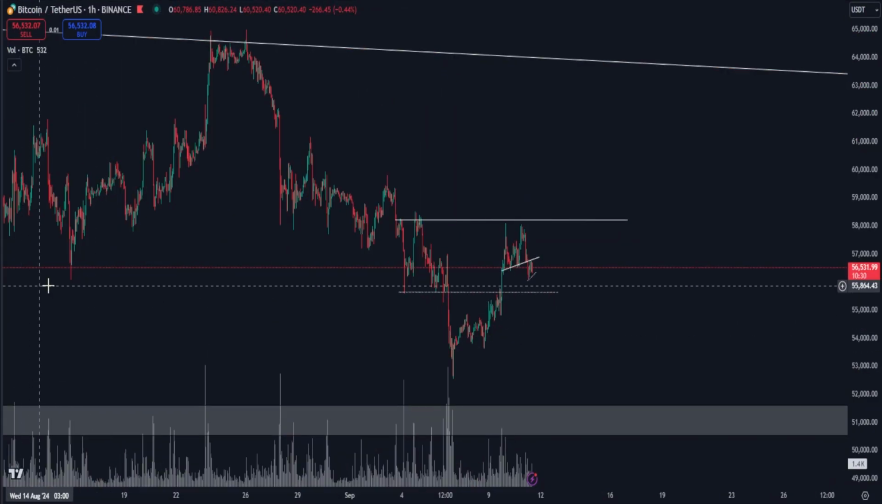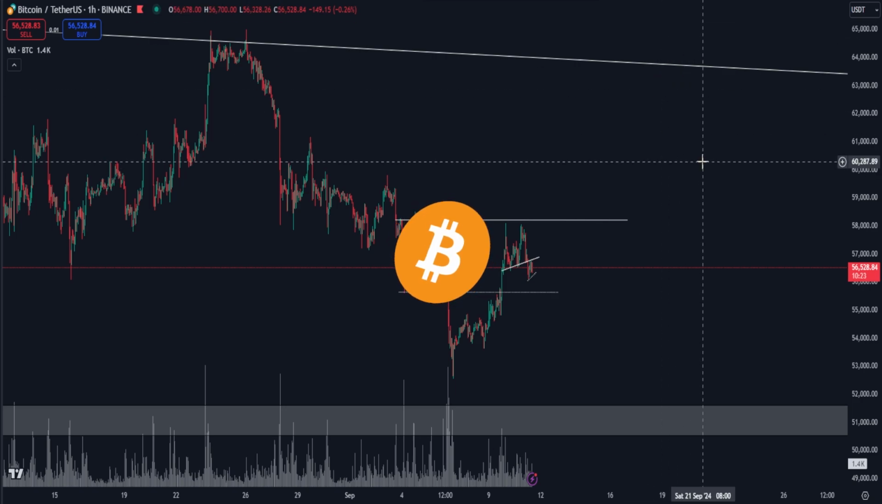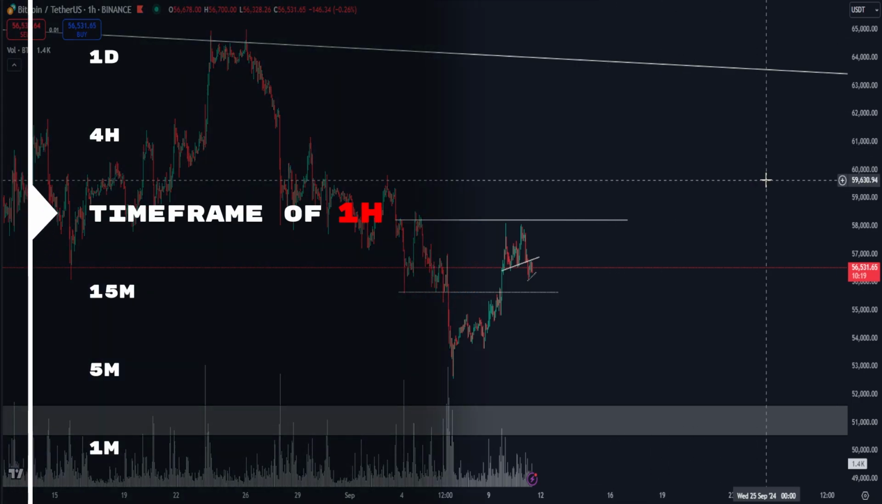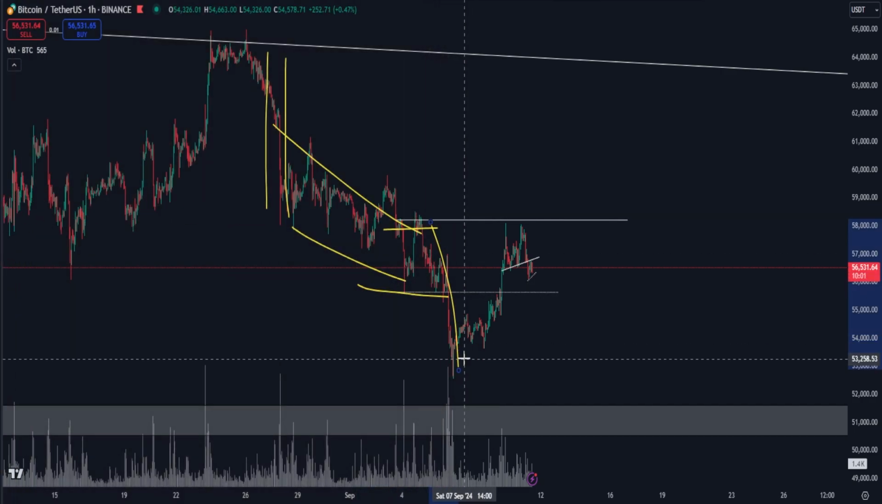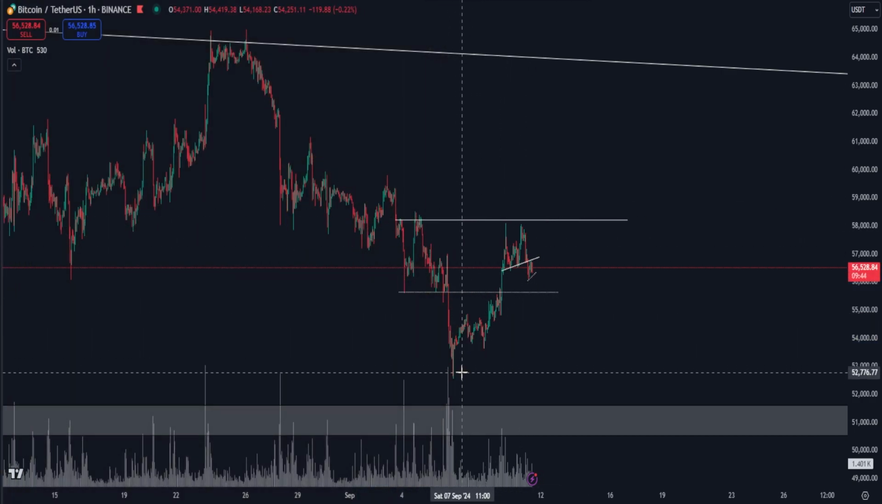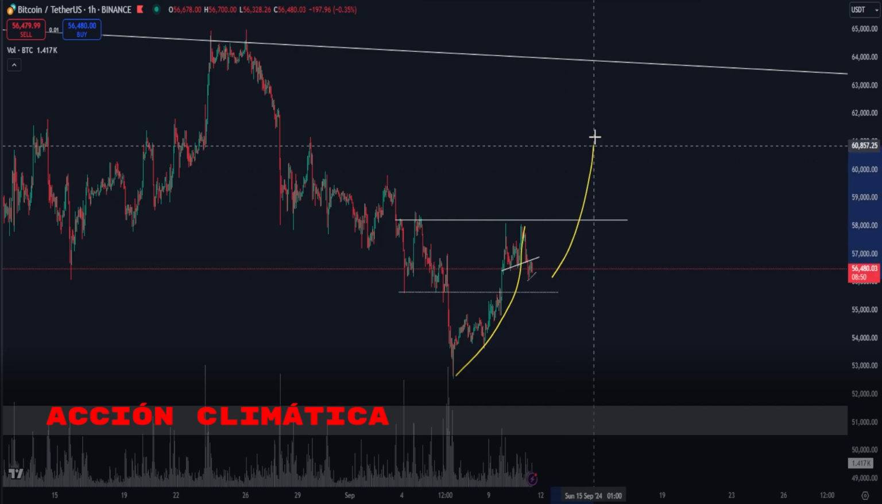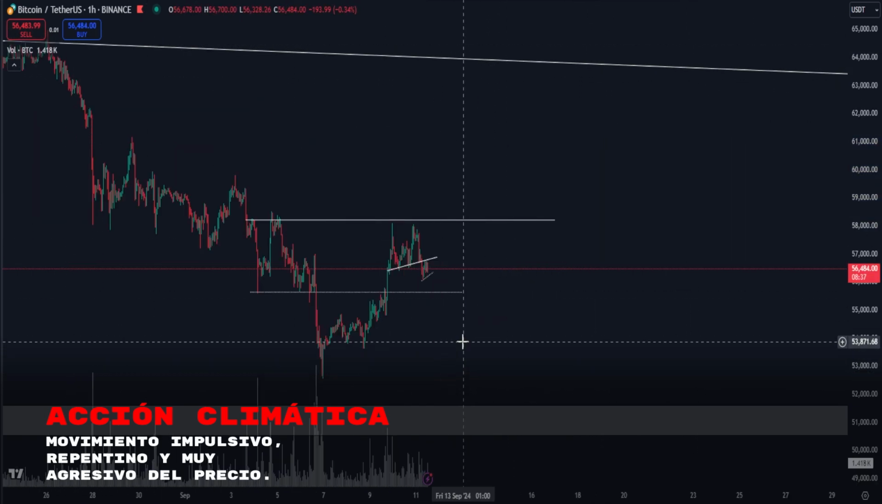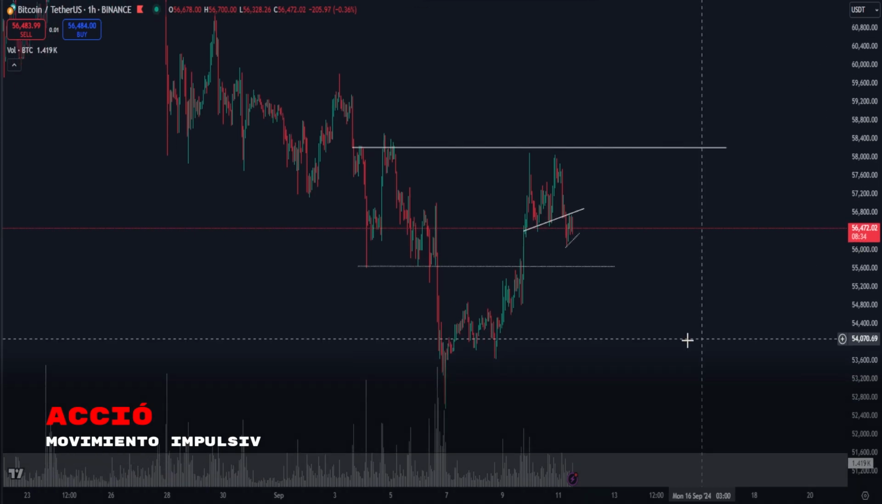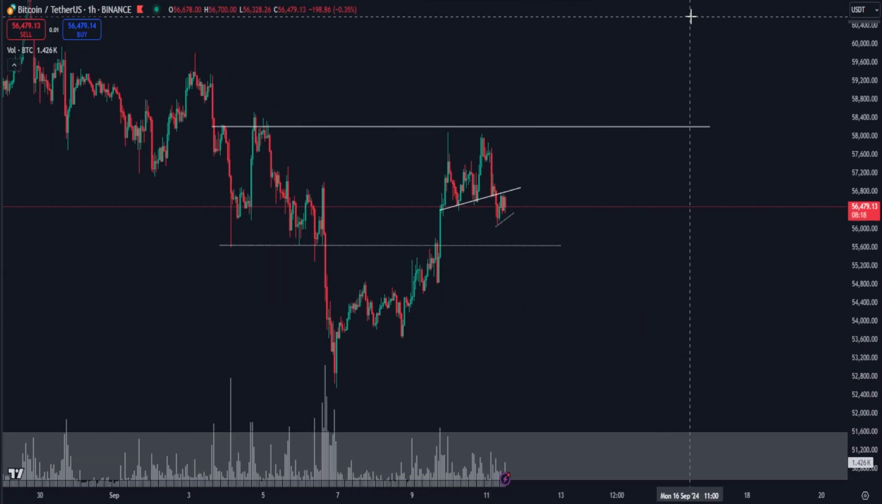And now let's continue analyzing Bitcoin. We're first looking at the 1-hour chart to see, at a more macro level, what we're observing. Here we have the impulse, channel range, and climatic action, a bearish climatic action, which, as you might imagine, was followed by an impulse for which we are now expecting a bullish replica. But let's go step by step to fully understand each of the points that lead us to this bullish outlook on Bitcoin and the entire crypto system in general.